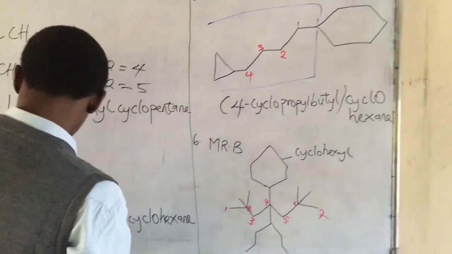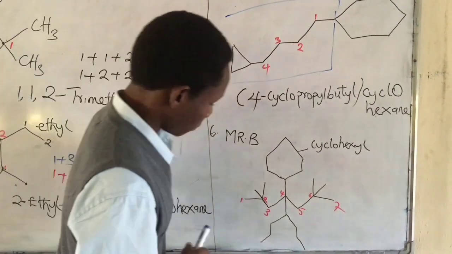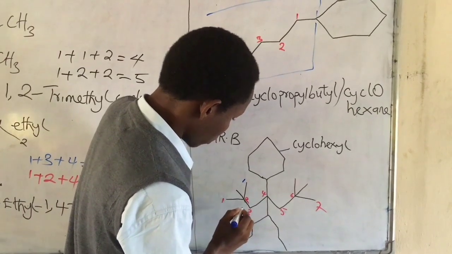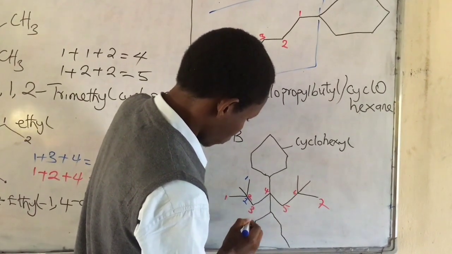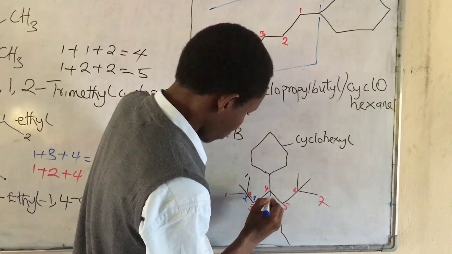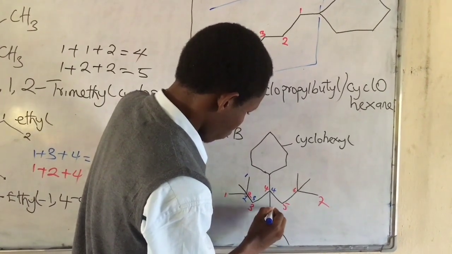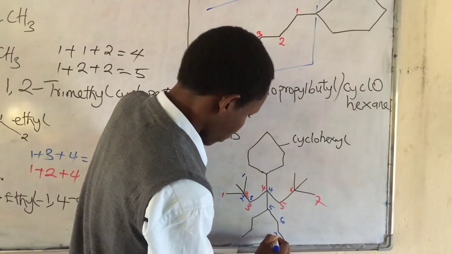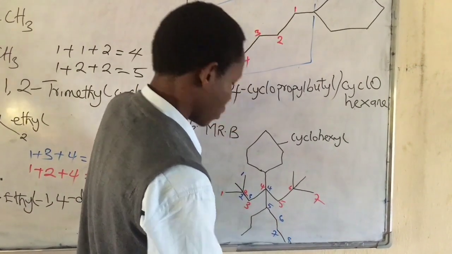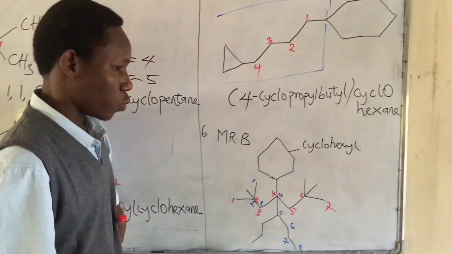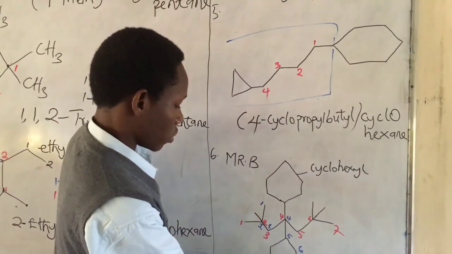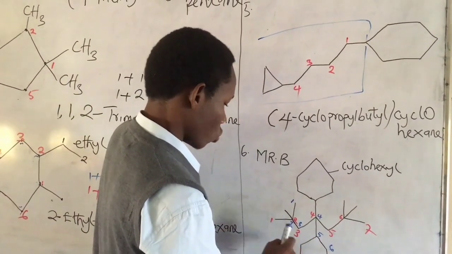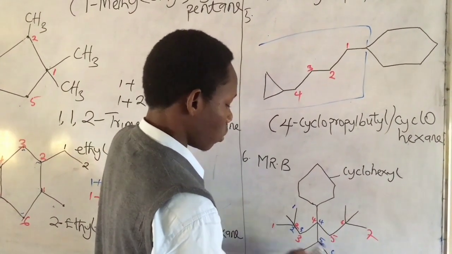I think we can also number this in another way. We can also number it this way: 1 here, 2 at this point too, 3, 4, 5, 6, 7, and 8. So we are going to follow this because this is giving octane, while the other is giving heptane. So we follow this. This is the longest chain.